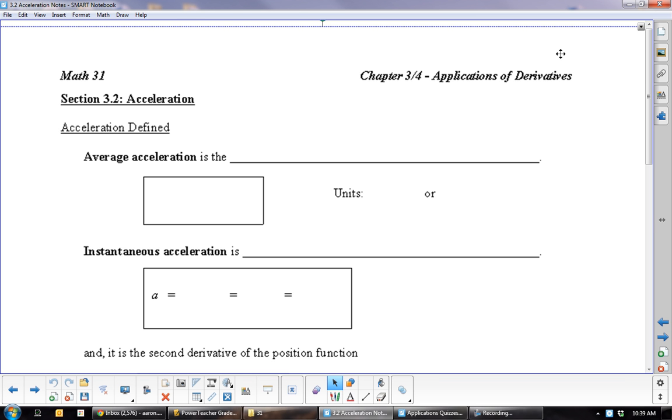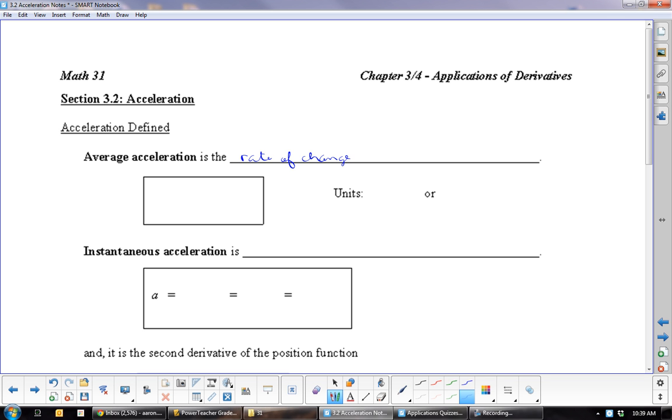Okay, now average acceleration, which is something that you find in physics, is the rate of change of an object's velocity with respect to time. So the rate of change of the object's velocity with respect to time.